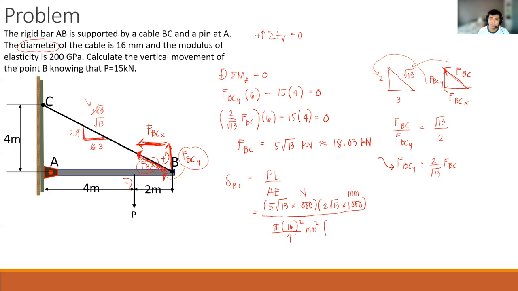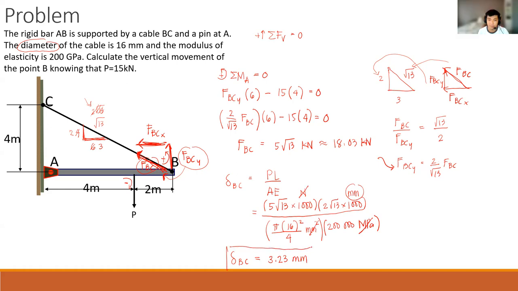Then times 200 megapascal. Again, megapascal is newton per mm squared, so cancel this one out. What's left is millimeters. So you're going to have the deflection at BC equal to 3.23 millimeters.